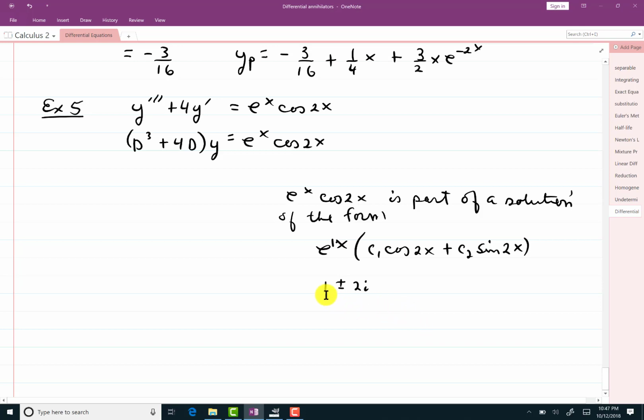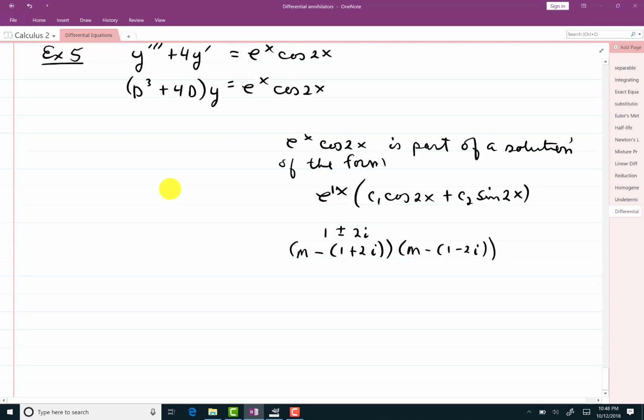That means that in the world of m's, if I look at m minus the 1 plus 2i times m minus the 1 minus 2i, this will be the polynomial in m's that would have made sure that this whole quantity was a 0 for it. So let's see what we get when we multiply it out.